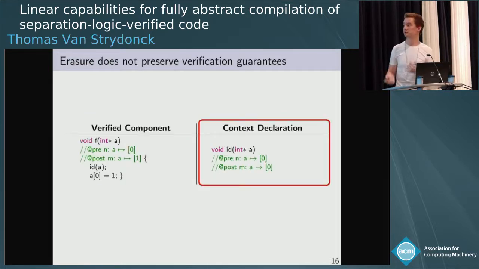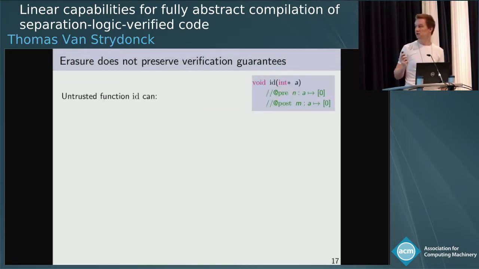We'll talk a little bit about that. But essentially, the problem is if we take f and we link it with an implementation of the identity function, at runtime we just erase all the separation logic information we have, and we have no guarantees that ID effectively upholds its contract at runtime, because it's both untrusted and unverified.